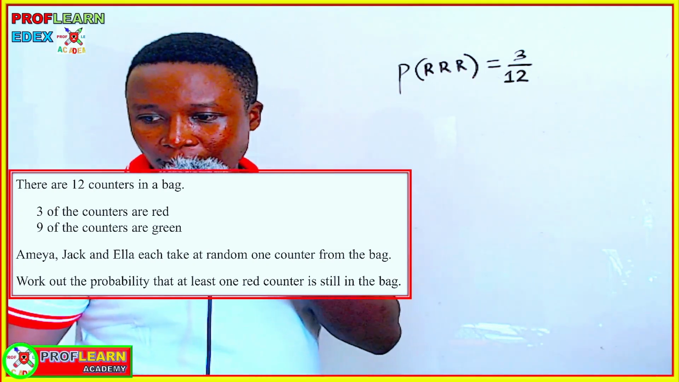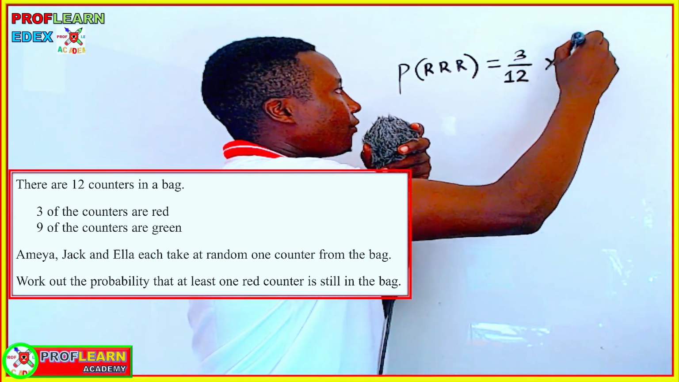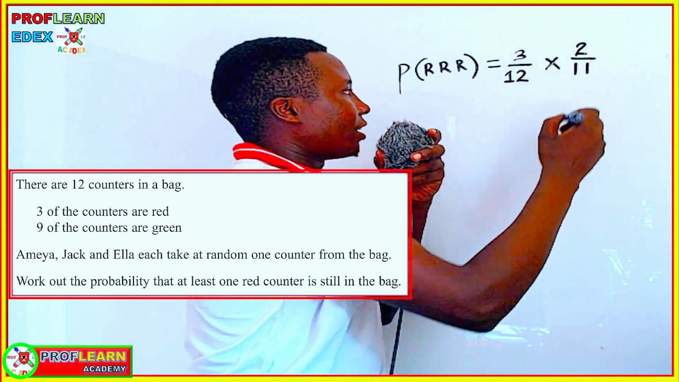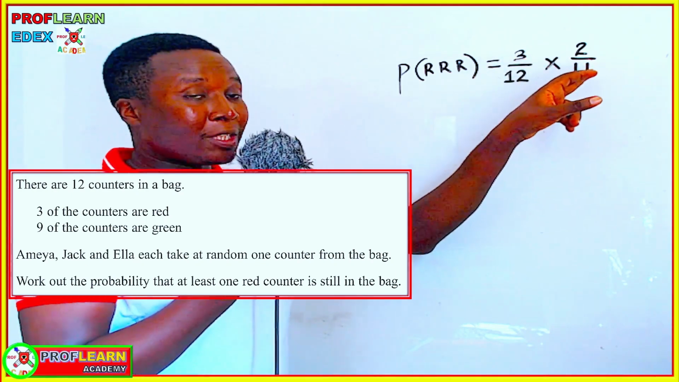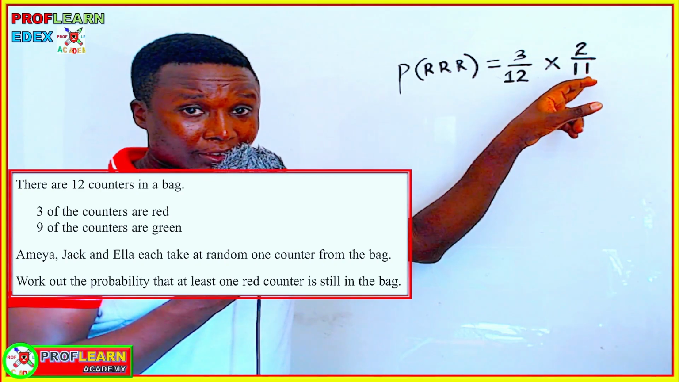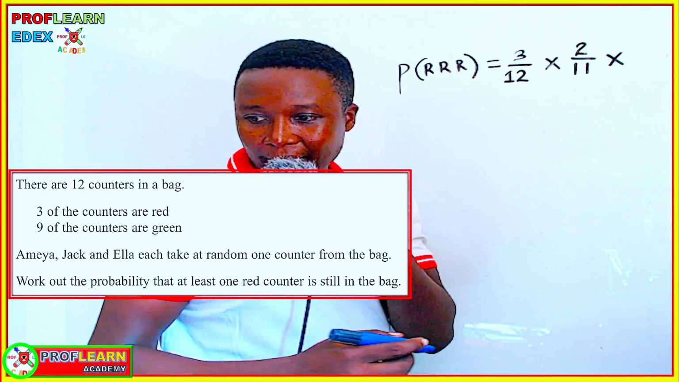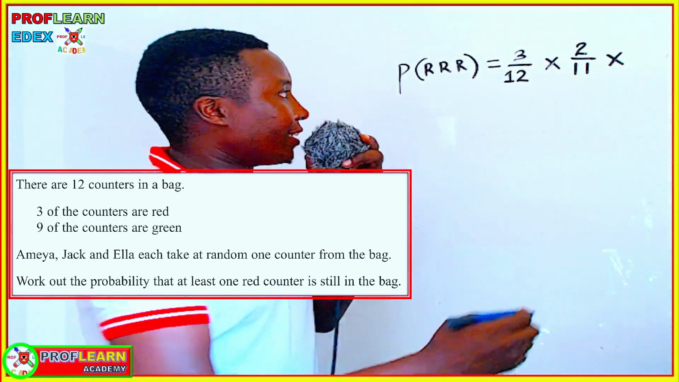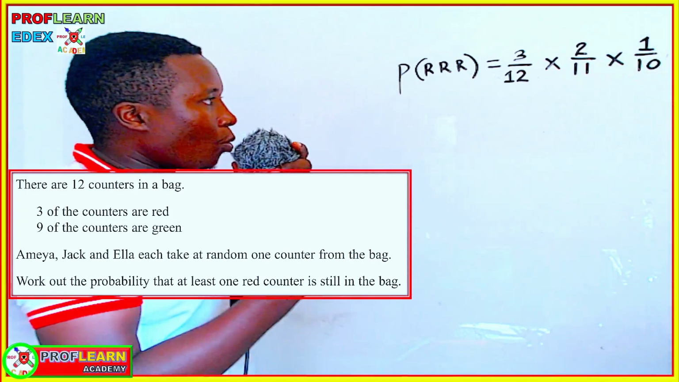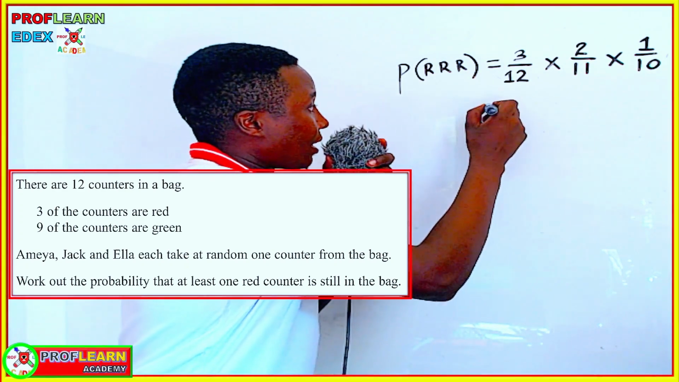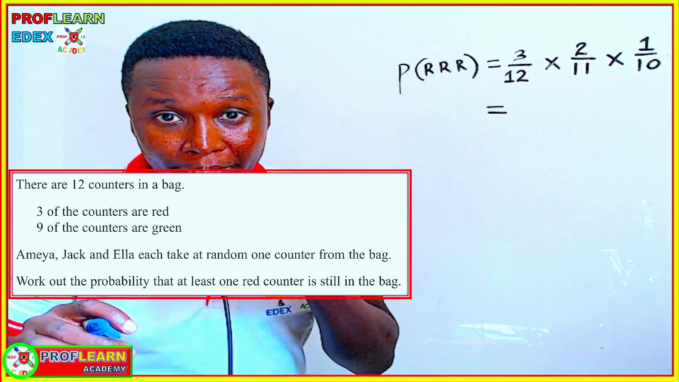Then the next person to pick is Jack. When Jack picks, we are going to have 2 reds remaining out of 11, because already 1 red has been picked and there were 12. We're going to remain with 11 counters, but 2 of them are red. Then the next person, Ella, is going to pick, and the probability of getting a red is 1 over 10. Now, this is the probability of all the reds being picked from the bag.